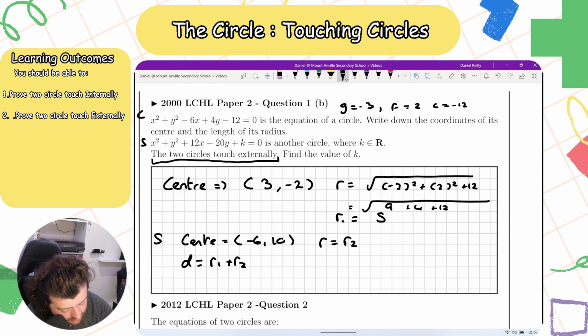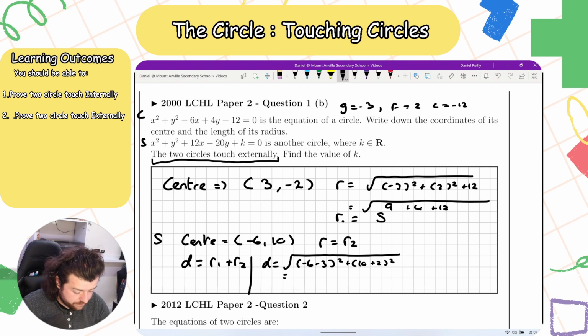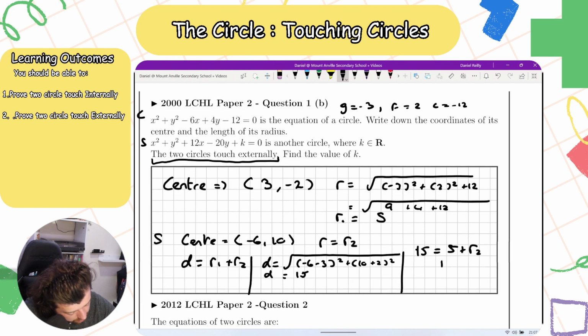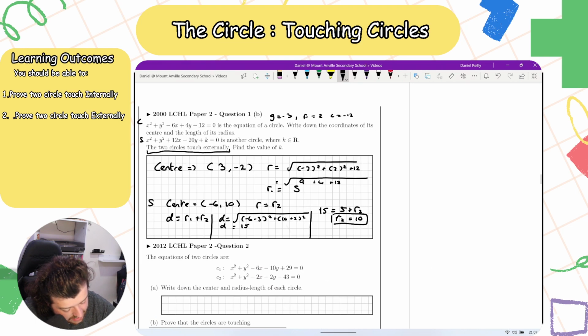So what's the distance between these two points? Distance is equal to the square root of (minus 6 minus 3) squared plus (10 minus negative 2), so it'll be plus 2, squared. That is going to be equal to 15. So 15 is equal to 5 plus r2. r2 is equal to 10. So I have my second radius is equal to 10.